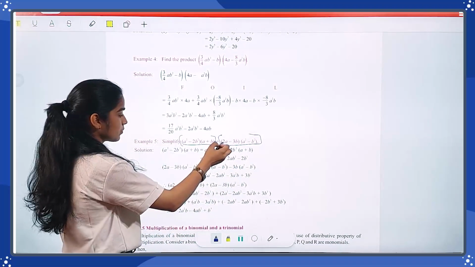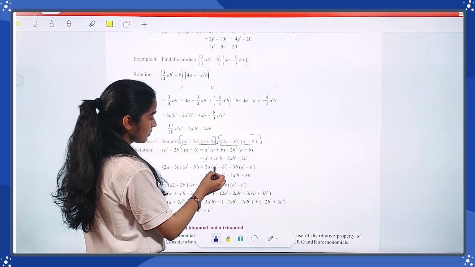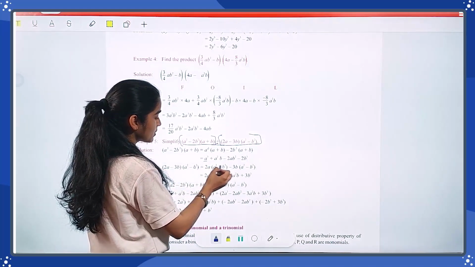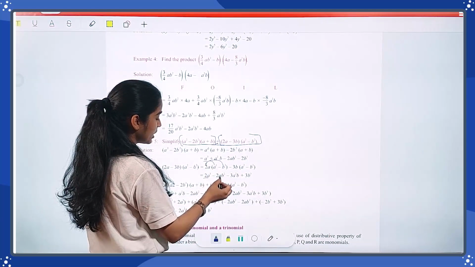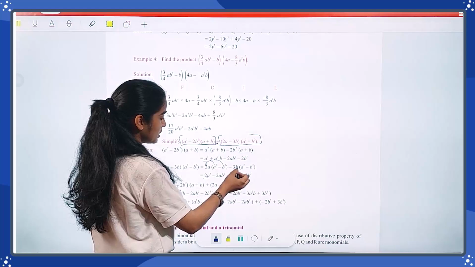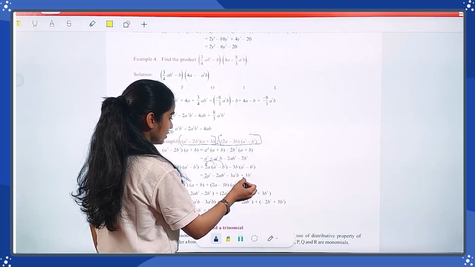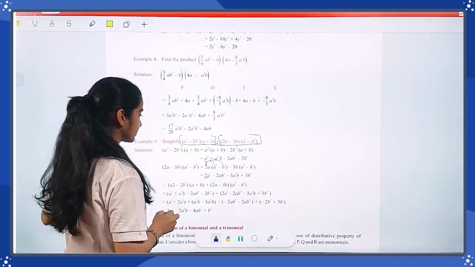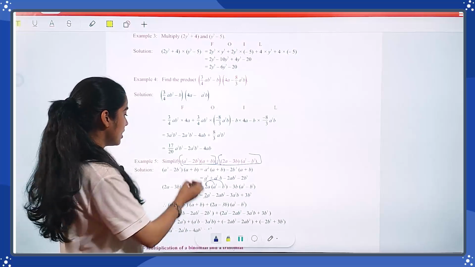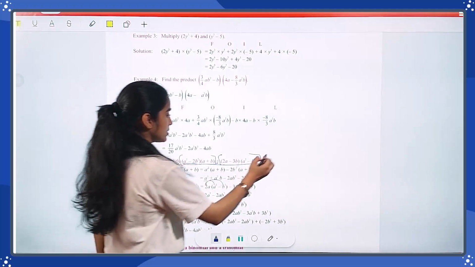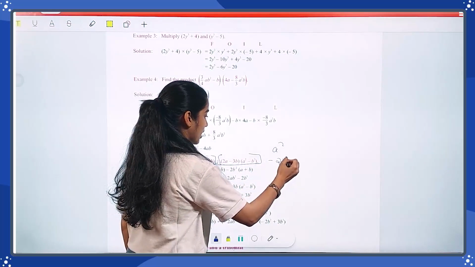Now shift to this one, 2a minus 3b, a square minus b square. So 2a in the bracket, you have a square minus b square. 2 multiplied by a, 2a cube, 2 multiplied by b, 2ab square, minus 3b times a square, 3a square b, minus 3b times b square, 3b cube. In this, you can also relate this question like this: take the two terms, a square and the second term minus 2b square. I hope this is clear to you.